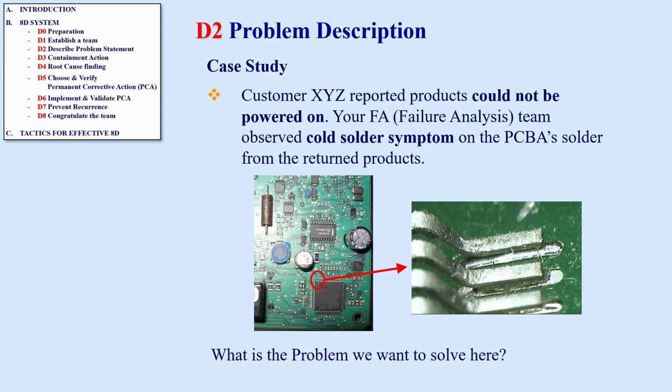Let's have a case study to help you understand this. Say you have a customer XYZ who reported products could not be powered on. Your FA, failure analysis team, observed a cold solder symptom on the PCBA solder from the returned products. For this case, what is the problem we want to solve here? Could not be powered on, or cold solder symptom? I suggest you hit the spacebar to pause the video now. Spend a few minutes to think through your answer, and why, what is the justification for your answer?